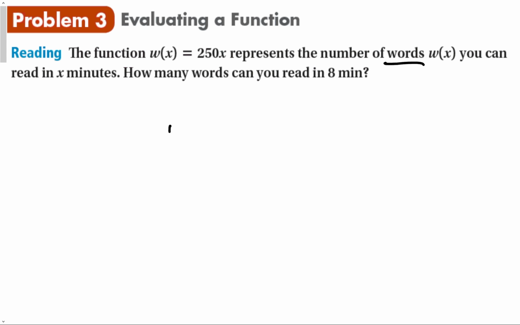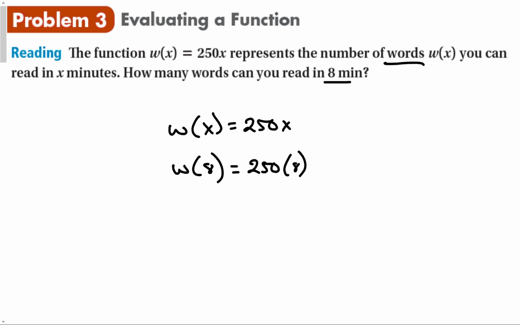So let's look at this function. W of x is equal to 250x. Okay? So I know that my independent variable, the thing I want to evaluate, is 8. So the way I do this is I want to evaluate W of 8. That means every place that I see an x, I'm going to plug in 8. So this becomes 250 times 8. So the function evaluated at 8 is just 250 times 8, which is 2,000.